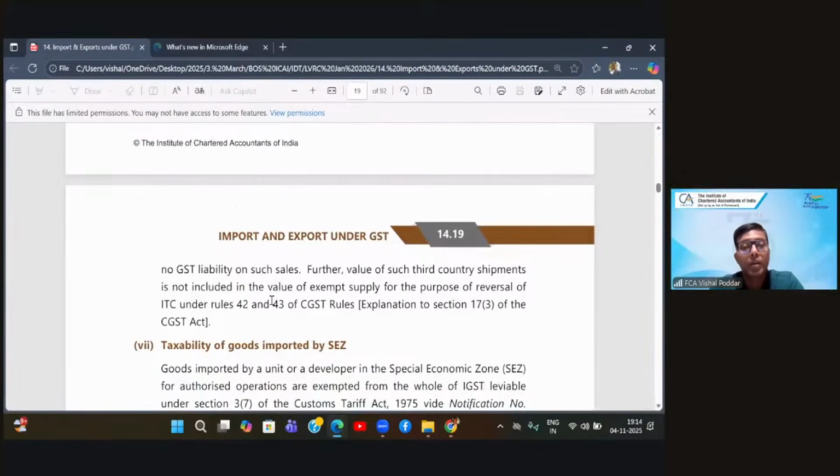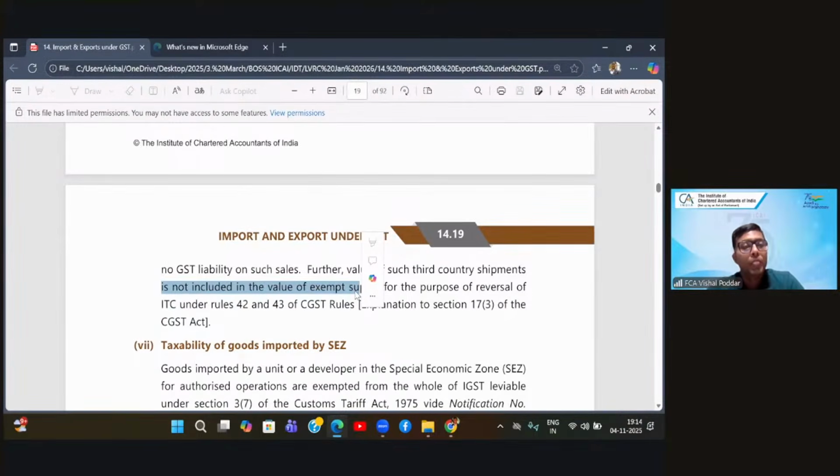Next question will come. What about the reversal, whether this transaction would be considered as my exempt supply? Again, it is clarified, it is not considered as exempt supply. So within Schedule 3, there are few transactions which are considered as exempt supply, but others are not.